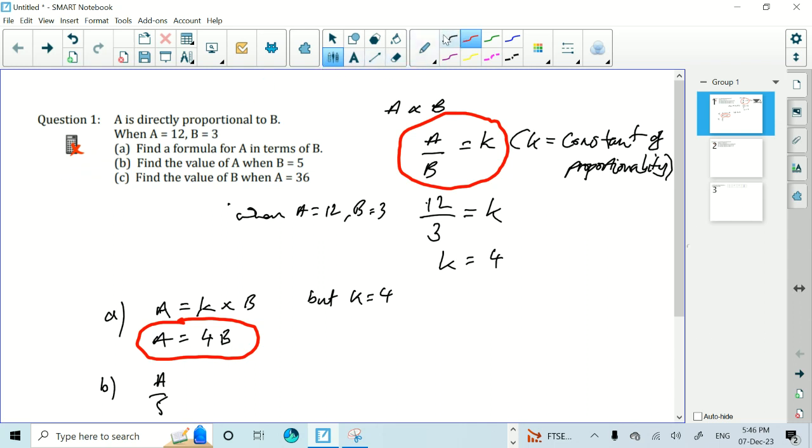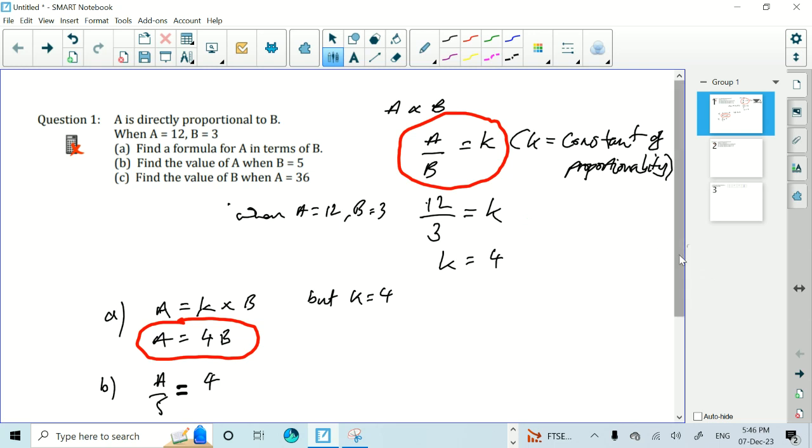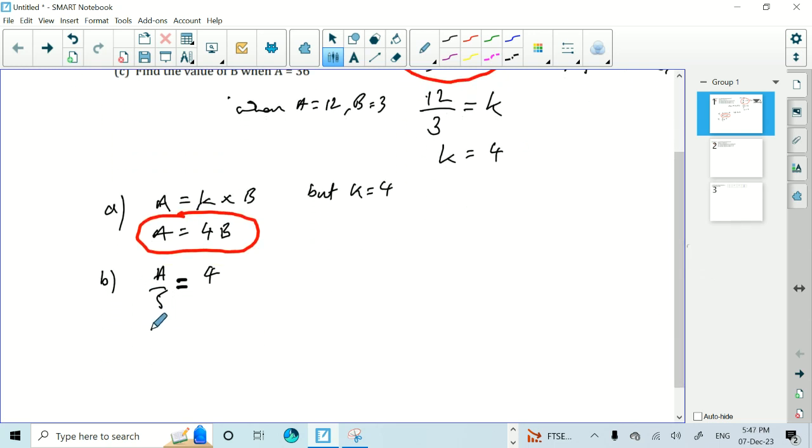That's nice enough. But using the original one, A over B, A over 5 is equal to 4. And that will tell you that A is equal to 5 times 4, because this just goes up here and becomes a multiplier, because the inverse of division is multiplication, and A is equal to 20. Either or, as you like.